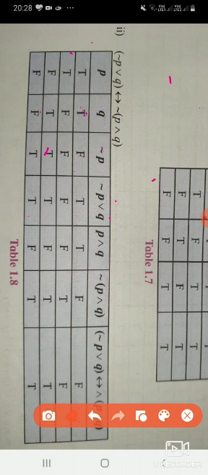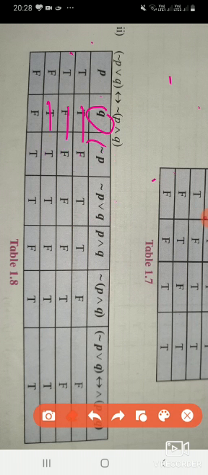Next one, another bracket we have to find out. First the bracket value we will find out, then we can go for the negation. P and Q, the AND table. In the AND table, if both are true, then it will be true. If even one is false, then the result will be false. So that one we'll see now.